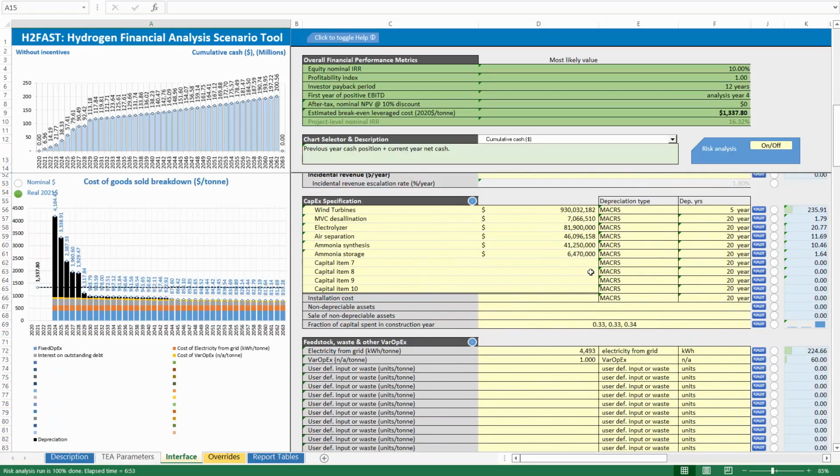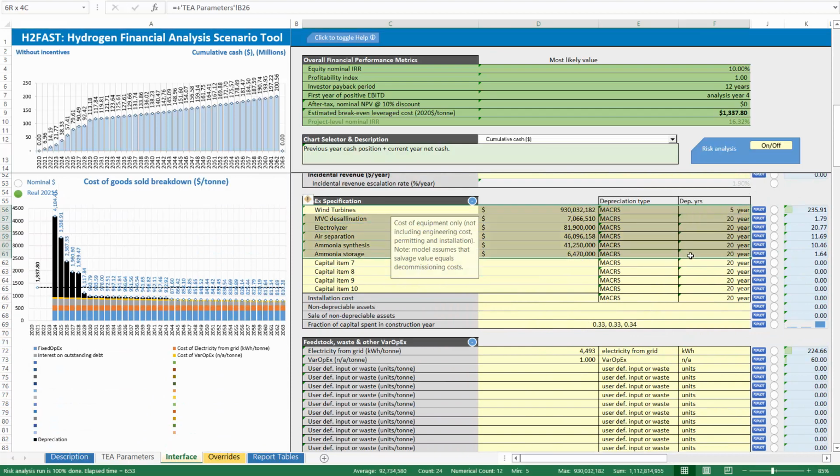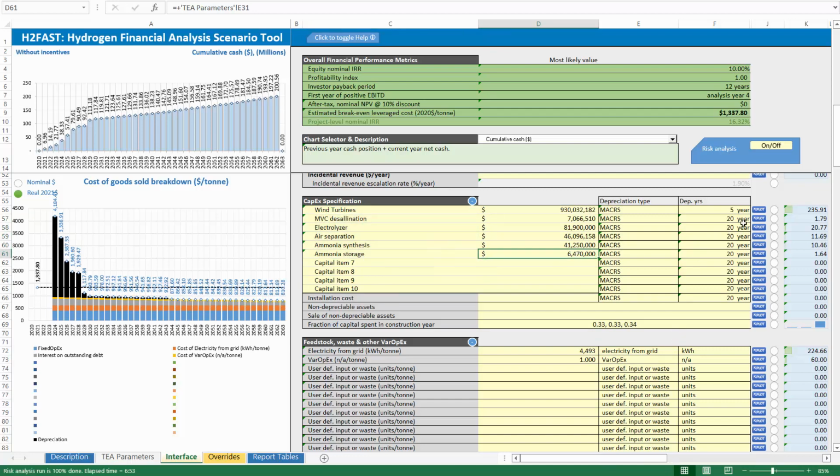Besides those, the one thing I would like to point out is that the hub level analysis is compressed to have wind turbines, mechanical vapor compression desalination plants, all of the capital items compressed into one total capex. We are able to differentiate items that can be depreciated differently. So, for example, wind turbines have a different depreciation period than other equipment.